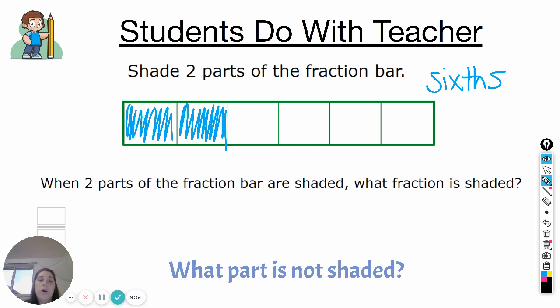If you count 1, 2 pieces are shaded, or 2 parts, out of we know there's 6 pieces altogether. 1, 2, 3, 4, 5, 6. So 2/6 of the fraction bar are shaded or colored in. 2 of those pieces out of the 6. The next question is, what part is not shaded? Go ahead and count and tell me what fraction of this fraction bar is not shaded. And write that down on your whiteboard.